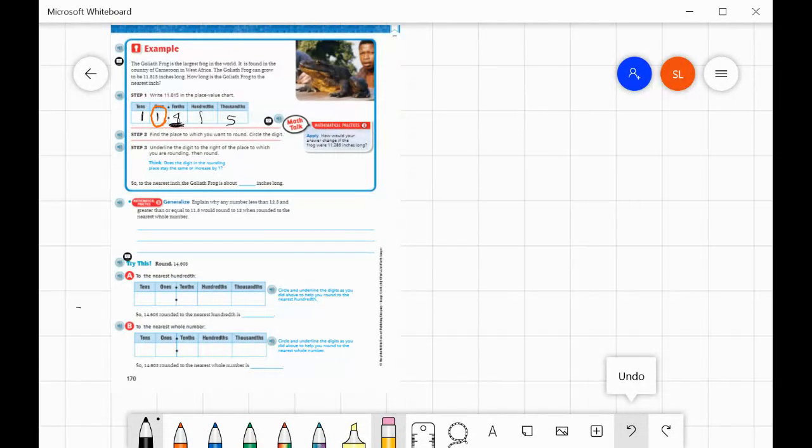And if the numbers are 5, 6, 7, 8, or 9, then you're going to round up. All right, you're going to take the number that's circled and you're going to bump it up by 1. All right, if the number that's underlined is 4, 3, 2, or 1, they say you're going to round down, but really what you're doing is you're staying the same.